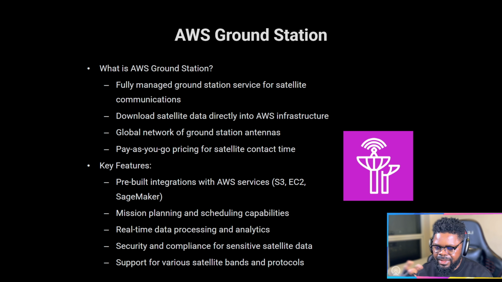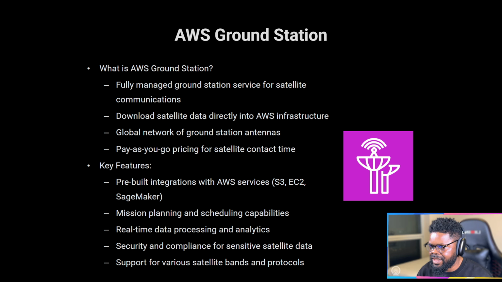Mission planning, scheduling capabilities. That's one of the reasons you need satellite data, right? Because you want to get that data. But sometimes also that data is a lot. It takes a lot of processing power for you to make meaning from that data, and that's where AWS comes in, such that the data you're getting from it is already ready to use. Real-time data processing and analytics. You saw for IoT, we're doing real-time. You can also do real-time with Ground Station, right?